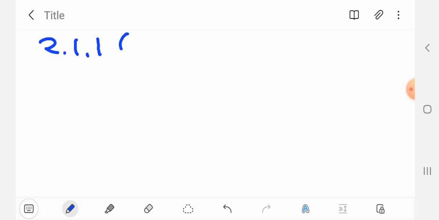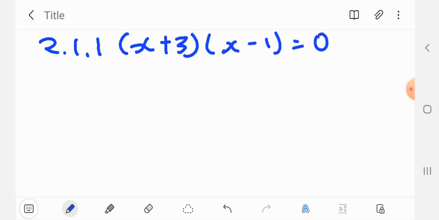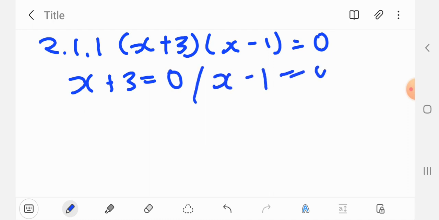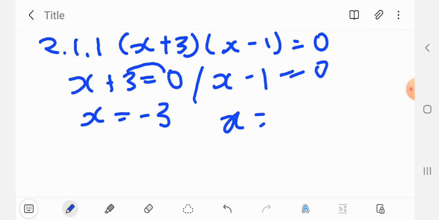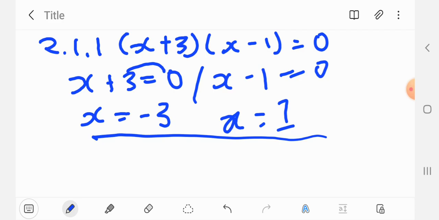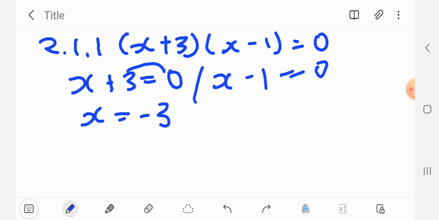2.1.1, we have x plus 3, and then we have x minus 1 equals 0. So when you have this, you're going to say for this first bracket, x plus 3 equals 0, x minus 1 equals 0. So we will have x, 3 will go to the other side, then it will be negative 3. Then x here equals 1, when it goes to the other side. So this is the answer for 2.1.1.